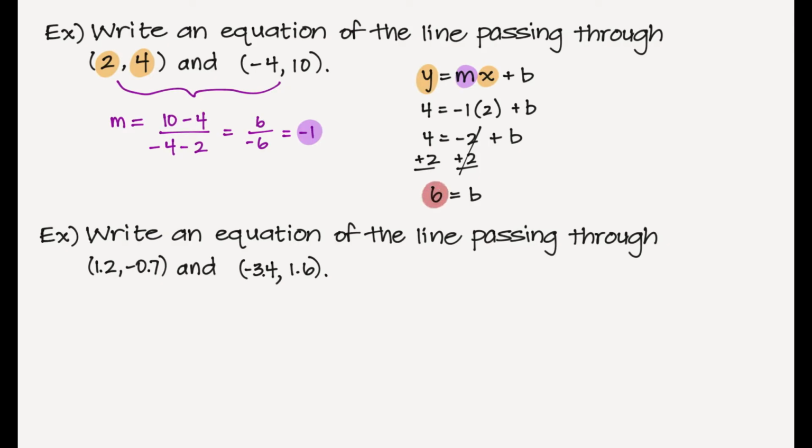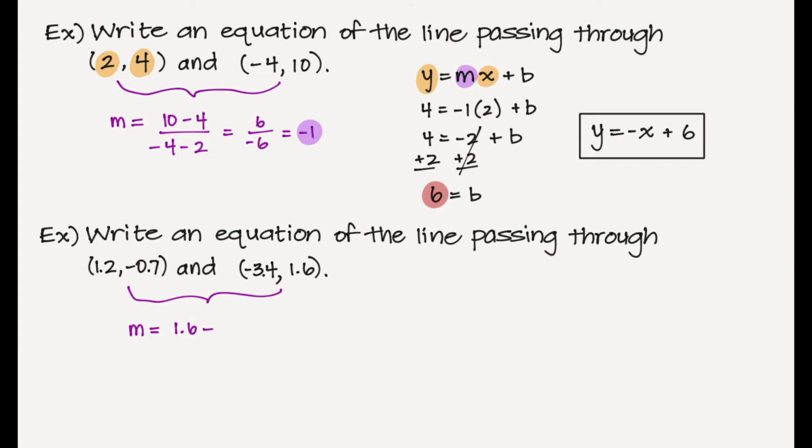So now that I have my slope and I have the y-intercept, I can put them together. y equals -x plus 6. And I'm done. All right, let's go ahead and do this again. I have 2 points, 1.2, -0.7, and -3.4, 1.6. So I'm going to subtract those y values on top, and then I'm going to subtract the x values on the bottom.